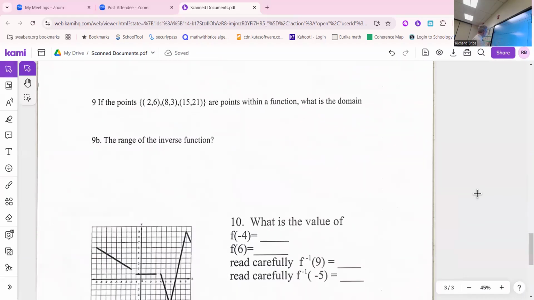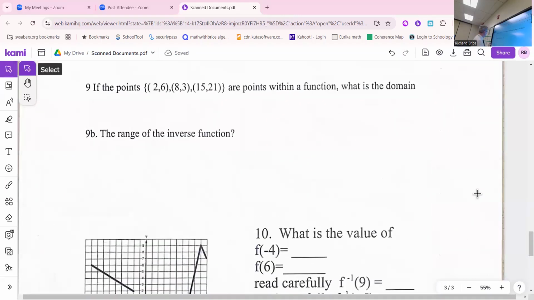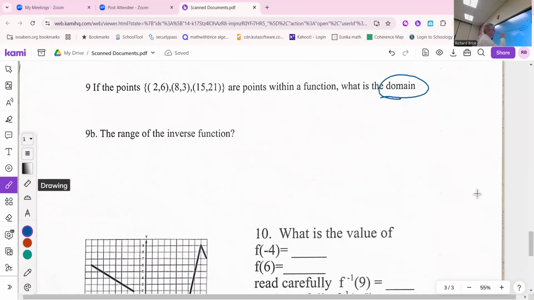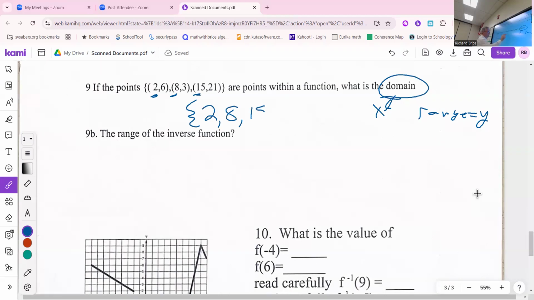Next page. Here we have some points. What's the domain? Domain is X, range is Y, alphabetical order. Domain, range, X, Y. I'm just going to look at the X's, 2, 8, and 15.